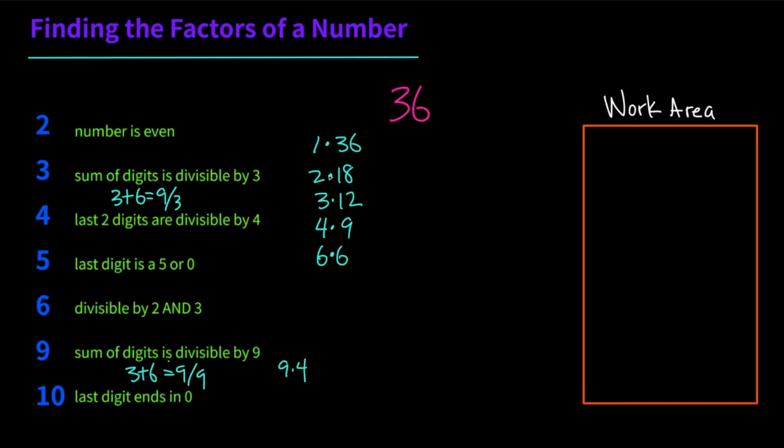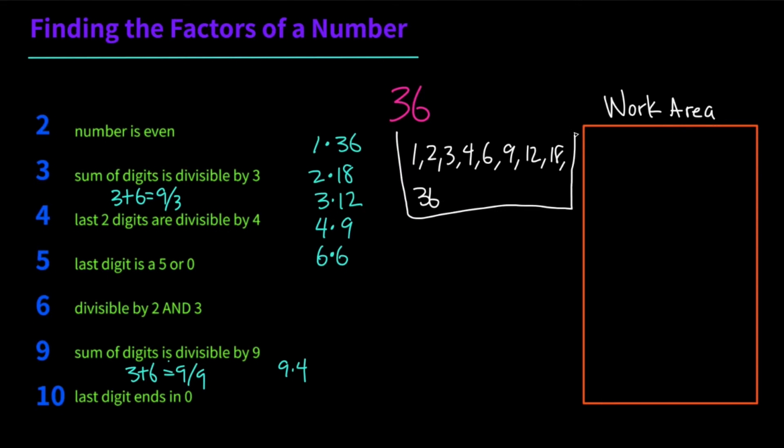These are our factor pairs, but to find the factors of 36, we just list each one of these factors. We have 1, 2, 3, 4, 6, and we don't need to list 6 twice, even if we have 2 of them. We have 9, 12, 18, and 36. These are the factors of 36.